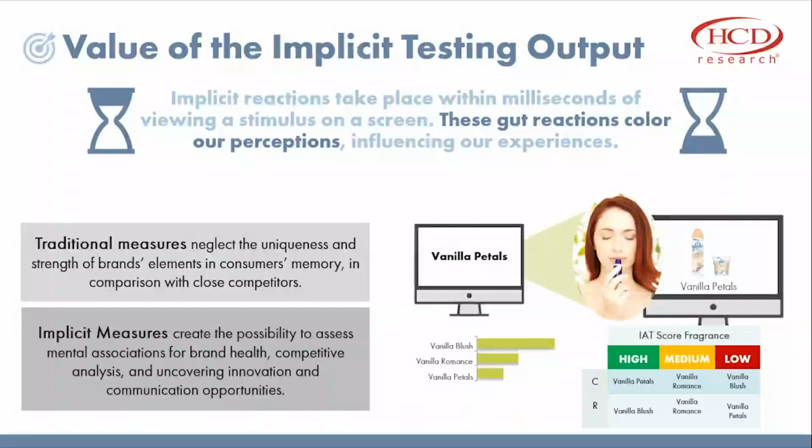You can look at competitive analyses among different products. So in the case that we have here, we have 3 products: Vanilla Blush, Vanilla Romance, and Vanilla Petals. Those are all similar, right? They're all vanilla, just with slight nuanced differences. And when the person smells it, they can actually experience slightly different strengths of association for this product, right? So they had a high association for Vanilla Petals, and then a low association for Vanilla Blush, right? Okay. So you can start to really tease those things apart.